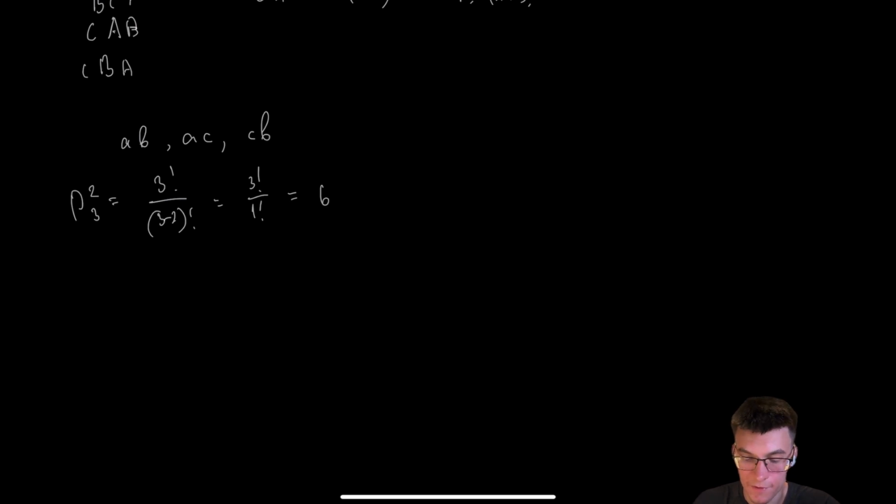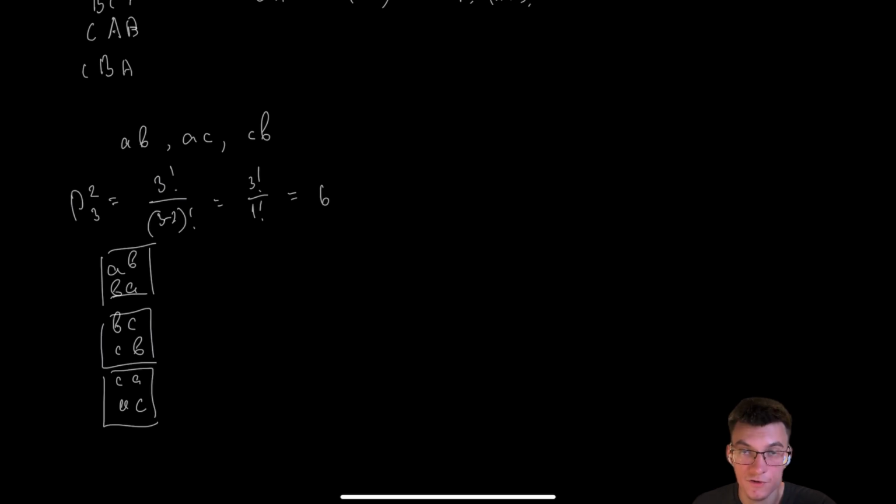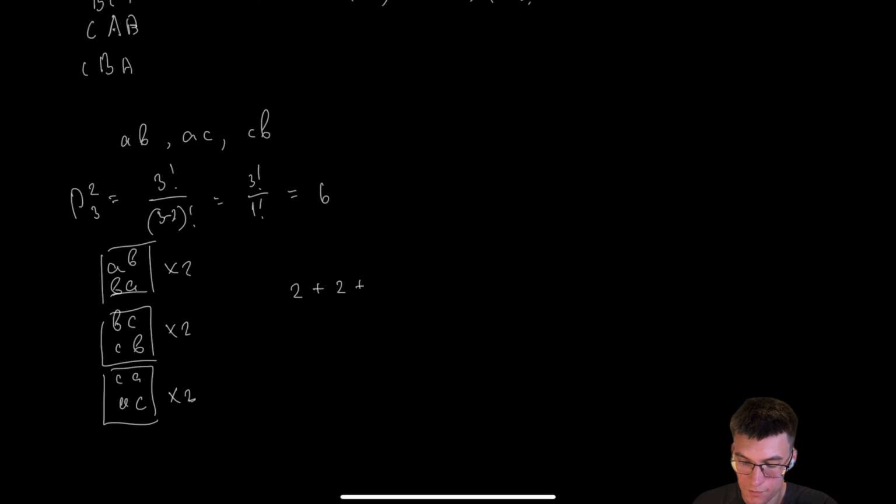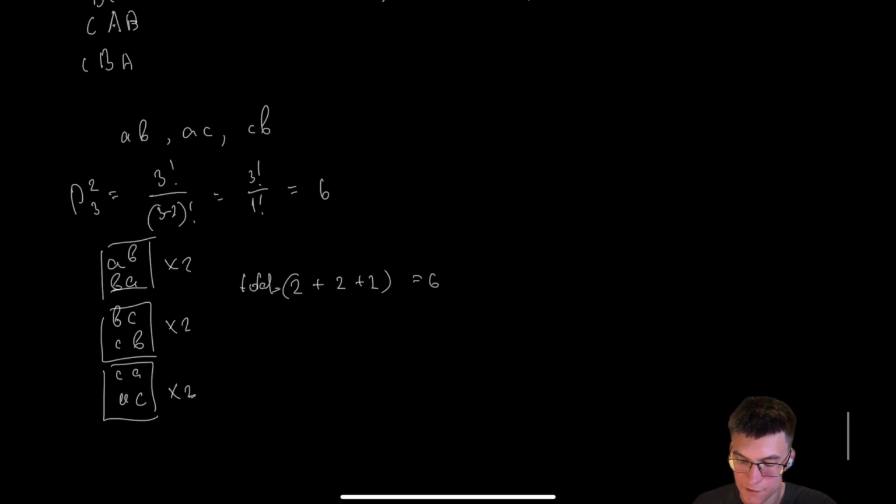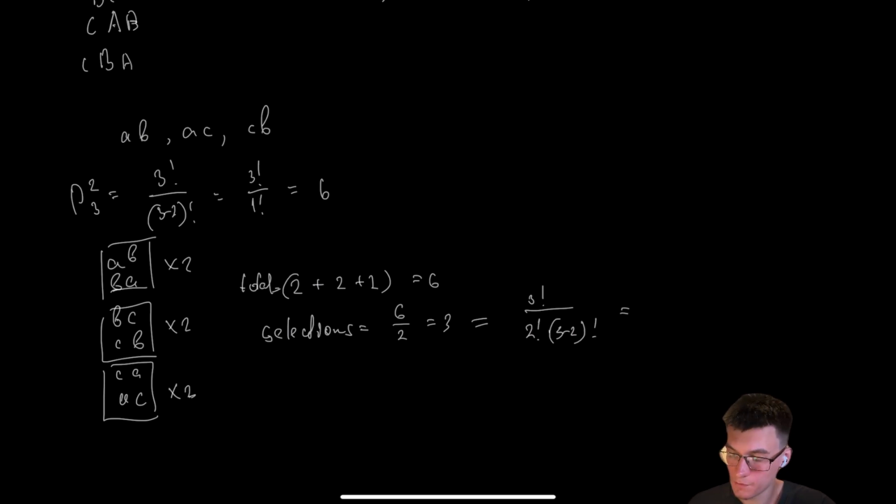And let's take a look at them. That will be AB, BA, BC, CB, and CA, AC. And we can now see that each has 2 possible arrangements of the same letters with regard to the order. 2 possible arrangements here, 2 here, and 2 here. If we needed to compute the total result, we would say 2 plus 2 plus 2, which equals 6. If we don't really need the order, we would say that selections will be equal to 6 divided by 2, which equals 3, which actually equals 3 factorial over 2 factorial times 3 minus 2 factorial, and satisfies our formula, and that will be equal to 3.